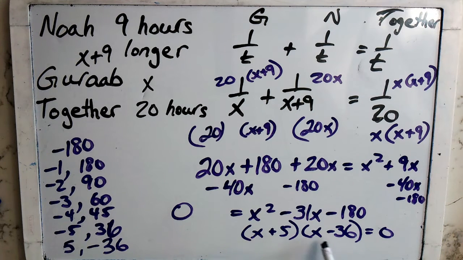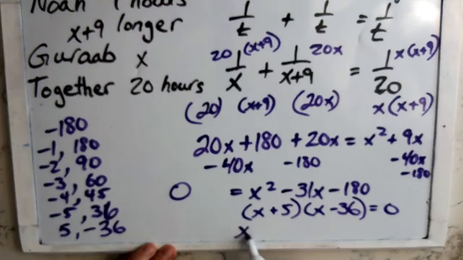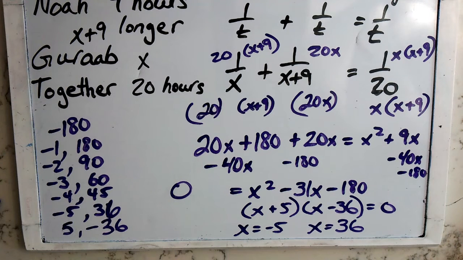Now I have my 2 solutions. And we've already gone over this. It's always going to switch. X plus 5 equals 0. Move the 5 over. Move the 36 over. There's my 2 solutions. It's always flipping the signs from the factors. There we go. Now, the one thing about this is, what is x?